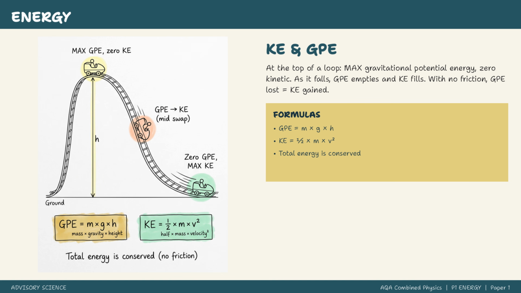You need to master 3 core formulas to calculate these changes. First, gravitational energy is calculated by multiplying mass by gravity and height. On Earth, gravity is almost always given as 9.8 newtons per kilogram. Second, kinetic energy equals half times mass times velocity squared. Third, elastic potential energy equals half times the spring constant times the extension squared.